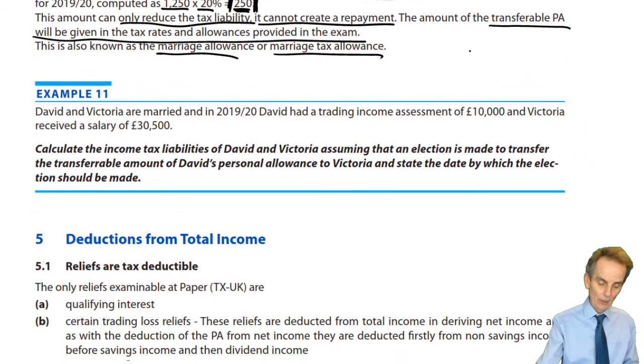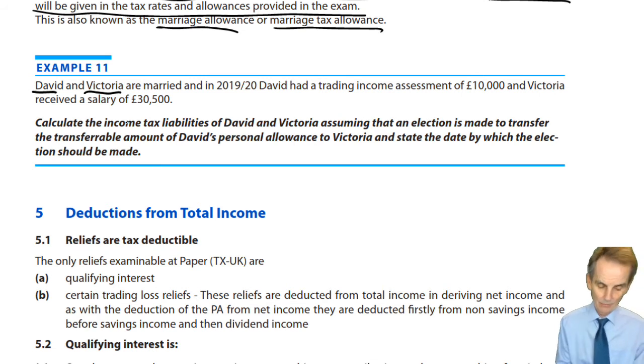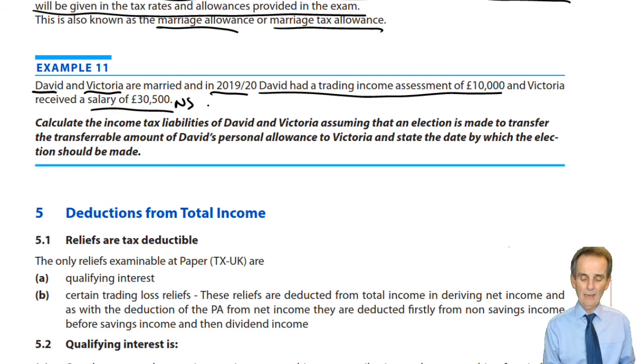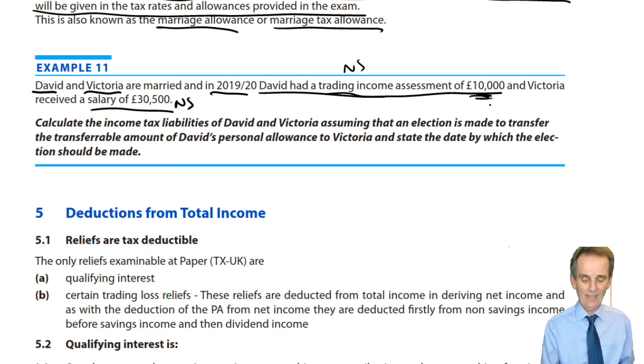Right, here we've got an example just to illustrate this. We've got David and Victoria, two names that I seem to remember go well together. David and Victoria are married and in the 1920 tax year, David had a trading income assessment of £10,000, Victoria a salary of £30,500. So Victoria has non-savings income of £30,500, clearly a basic rate taxpayer. David, trading income assessment, again non-savings, but it's only £10,000. That is less than the personal allowance, therefore it would be sensible if we made the transfer.